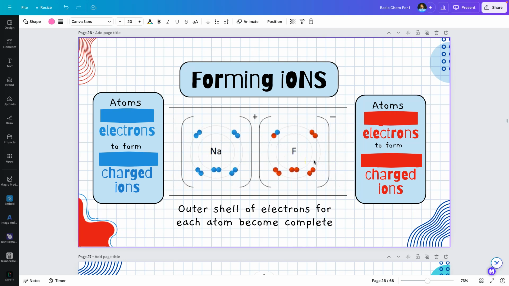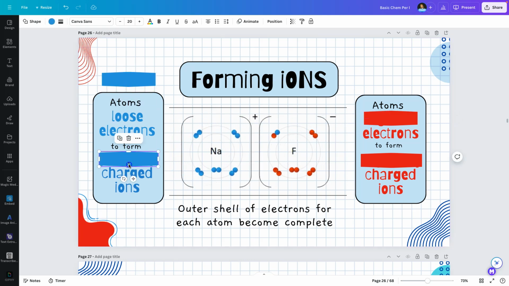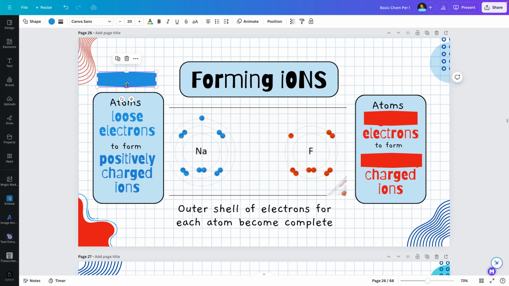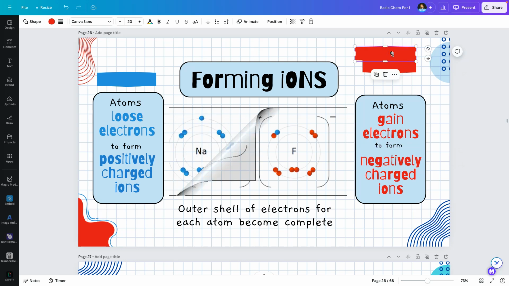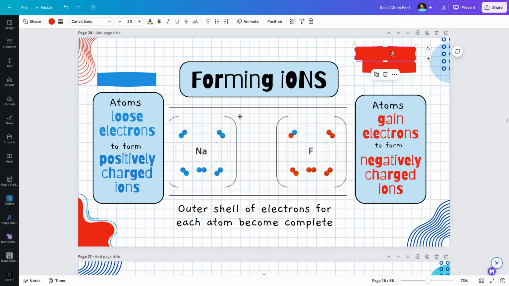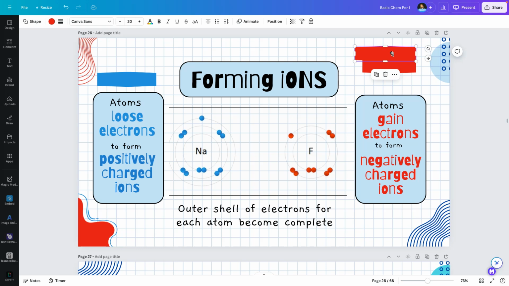Now, what is happening to sodium when it loses the electron? Look at the GIF. It becomes positively charged. So, it loses and becomes positively charged. What happens to fluorine? It gains and it becomes negatively charged. So when an atom loses an electron and forms an ionic bond with another one, that atom becomes positively charged. The atom that gained the electron in that reaction becomes negatively charged.